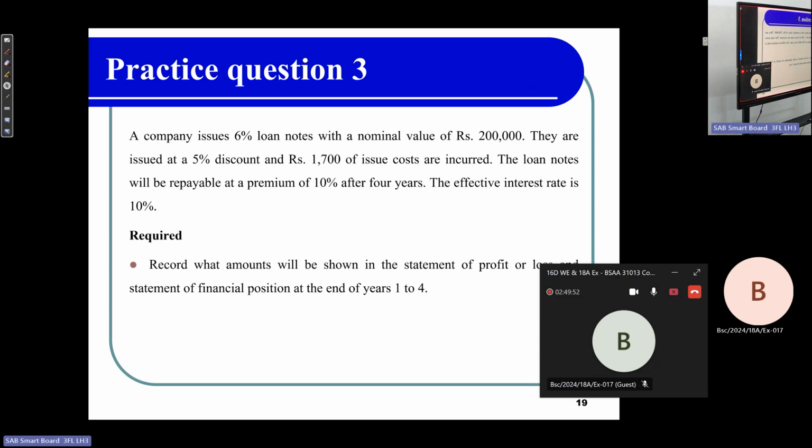There is a transaction cost of 1,700. Repayable at a premium of 10% after 4 years.